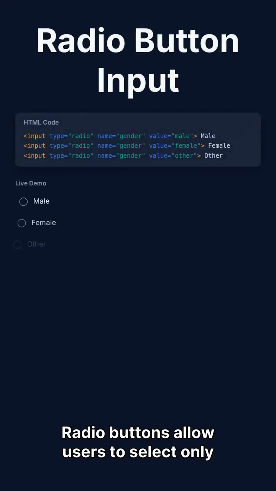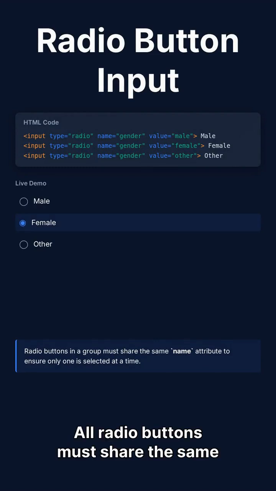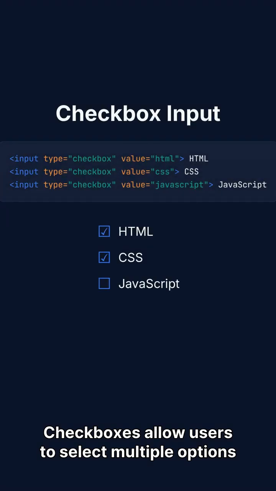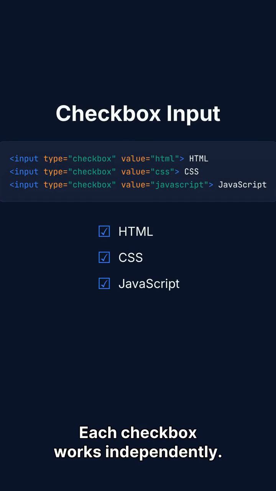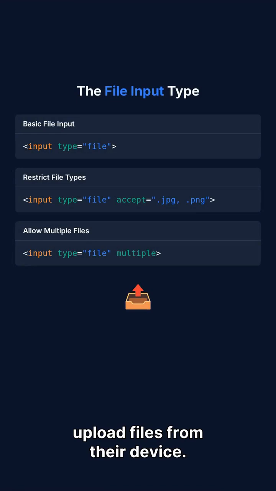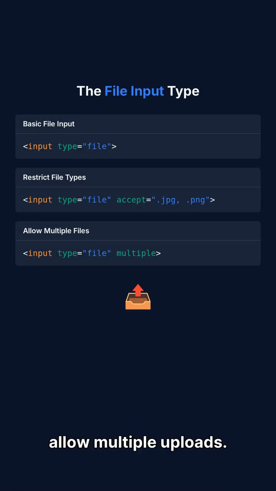Radio buttons allow users to select only one option from a group. All radio buttons must share the same name. Checkboxes allow users to select multiple options at the same time. Each checkbox works independently. The file input type allows users to upload files from their device. You can also restrict file types or allow multiple uploads.